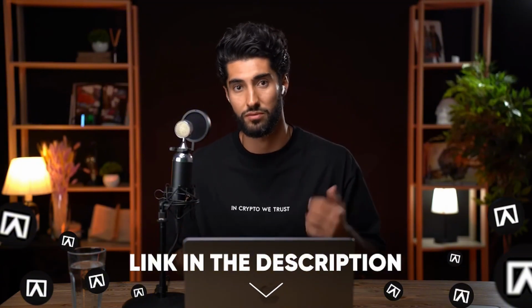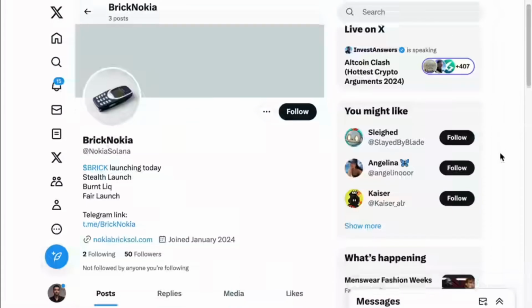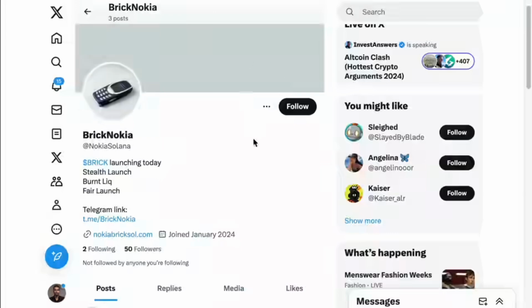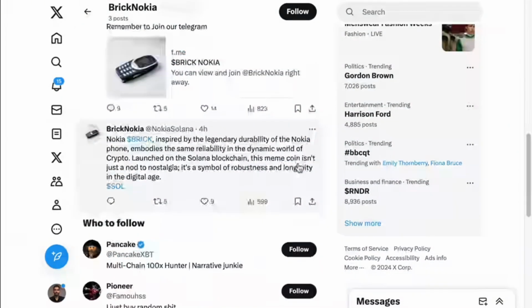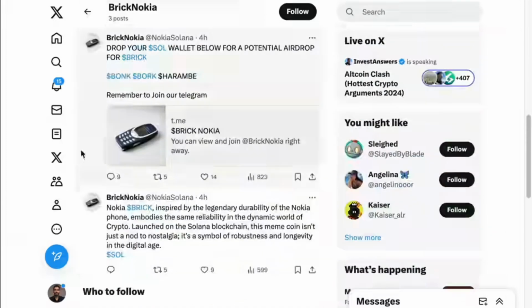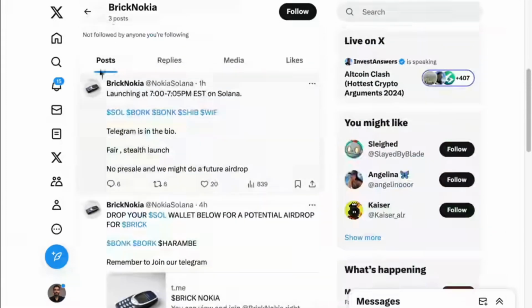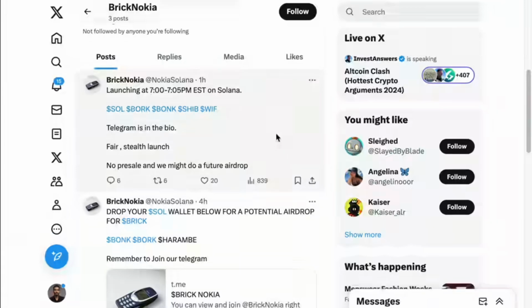It's absolutely free. So you can see here, very simple Twitter. They've just said, look, we're launching today. It's a stealth launch. Here's the Telegram link. And they've got a couple of posts. Nobody really cares. And notice, without any engagement at all, they got to 400,000 in market cap. Because that's not the important thing here.